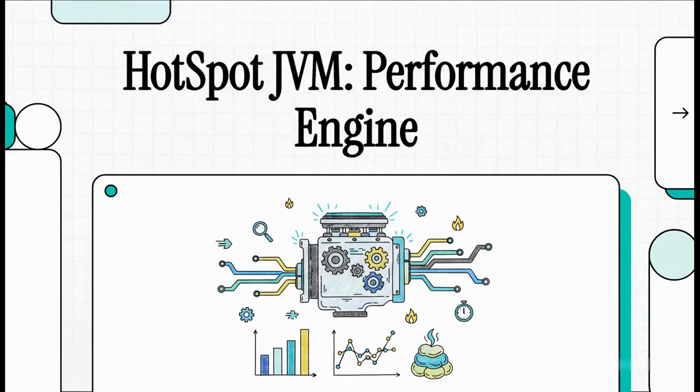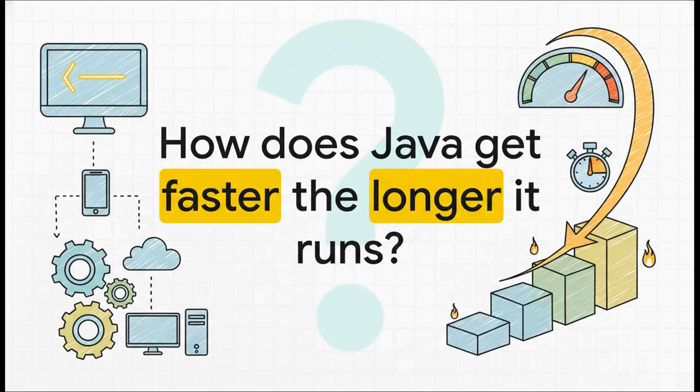You know, whenever you run a Java application, have you ever stopped to think about what's really going on under the hood? It turns out there's this incredibly powerful, super sophisticated engine working away, constantly tuning and optimizing your code on the fly. So let's dive into what that engine actually is, the Hotspot Java virtual machine. And really, it all boils down to this one fascinating question.